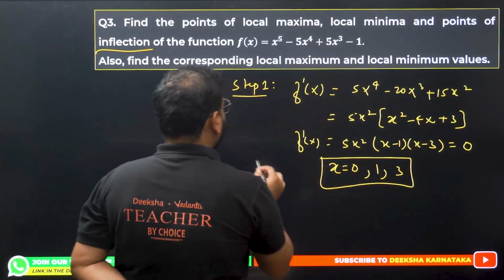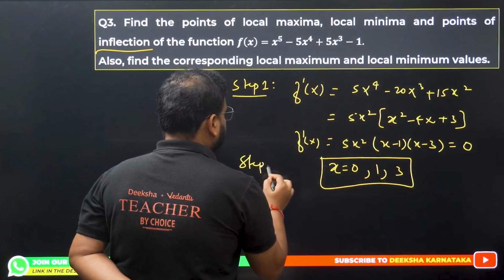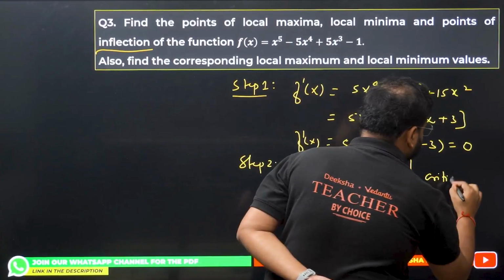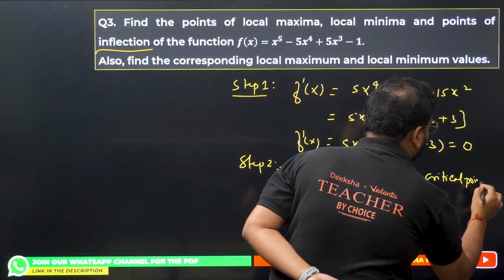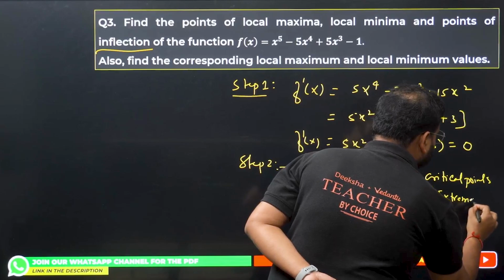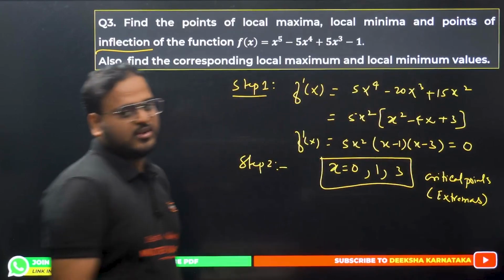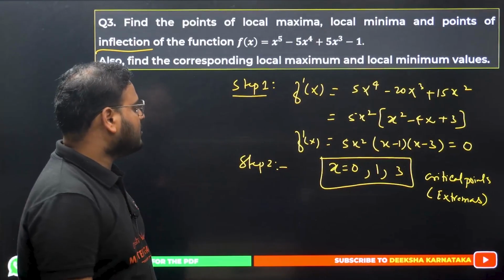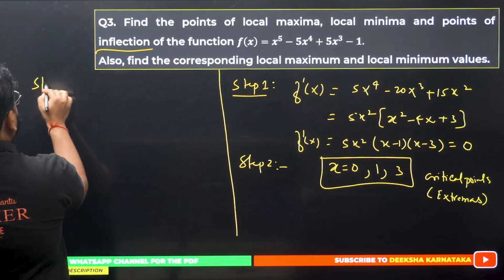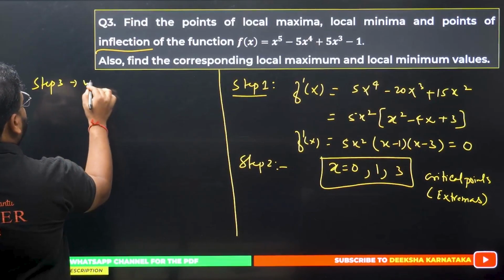This is my step number 2. Critical points, also called as point of extremas. So this step 2 is also clear. Now step 3. What is step 3? Wavy curve method. Step 3 is wavy curve.